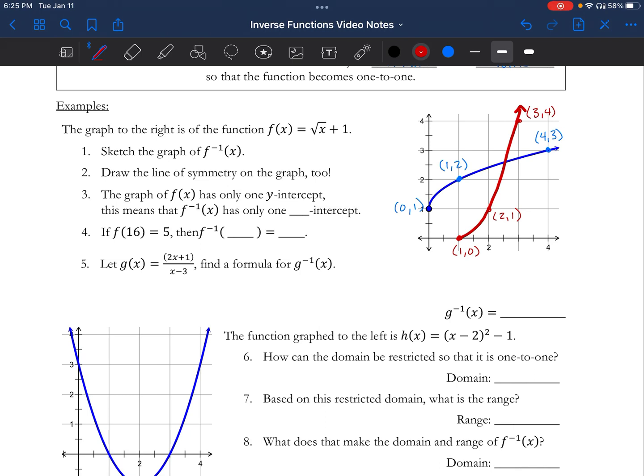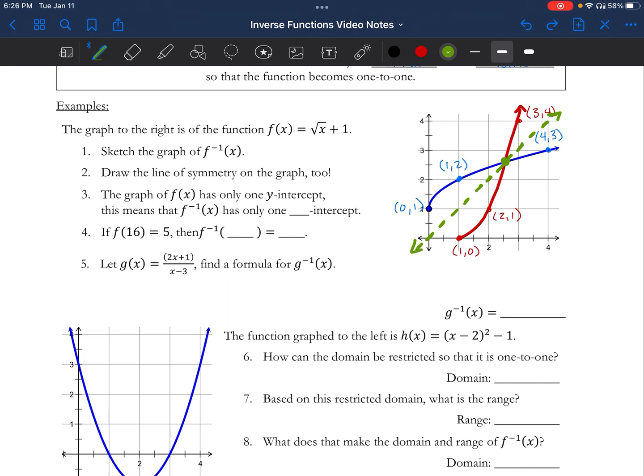Question 2 says draw the line of symmetry on the graph. So the line of symmetry is y equals x. That passes through the points (0, 0), (1, 1), (2, 2), (3, 3), (4, 4), etc. So there's my line of symmetry. I drew it in green. A couple of things to point out: if the original curve touches the line of symmetry that I drew, the inverse is also going to touch that point. If the original function is above the line of symmetry, the inverse is going to be below the line of symmetry. If the original function is below the line of symmetry, the inverse is going to be above the line of symmetry. It's a nice, pretty reflection.